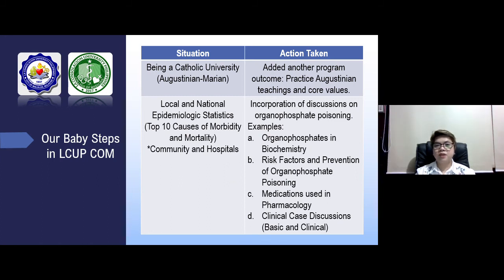That is the reason why we incorporated discussions on organophosphate poisoning even in the basic sciences like biochemistry, in preventive medicine, on that part of disease prevention and control, on the risk factors and prevention of organophosphate poisoning, medications and substances to treat organophosphate poisoning in pharmacology. And of course, clinical case discussions incorporating both knowledge in the basic and clinical sciences on the detection and the signs and symptoms of patients with organophosphate poisoning.